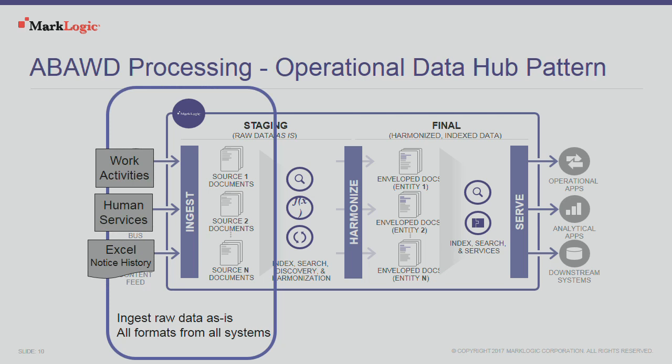So specifically for ABOD, recall there were the three systems: the work system, the mainframe, and then the Excel files. They all came in, and we stored those as is. We took the CSV and we turned it into a flat JSON row. But basically, no semantic change to the data. Very easy to trace whatever you have in the staging database back to the source system.